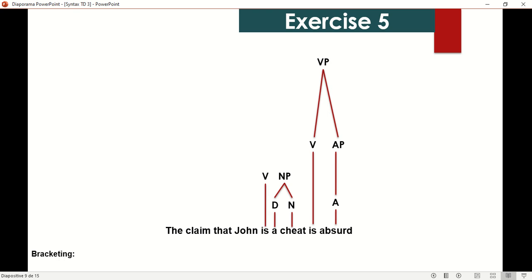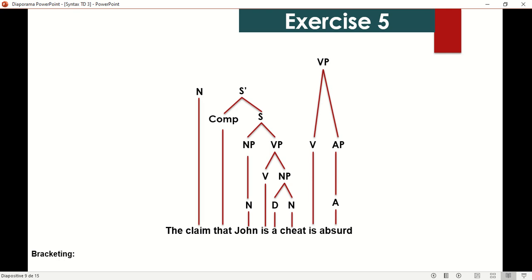With the verb "is," V and NP, we have a VP. Then who is the cheater? It's John. N, NP, NP, VP together make up the embedded sentence that is embedded in the noun phrase. Then we have a complementizer. As we know, complementizer plus S gives us S bar. This S bar is a post-modification of the noun "claim," which is pre-modified by a determiner. The three of them together make the noun phrase of this sentence. With NP and VP, we have our full sentence.